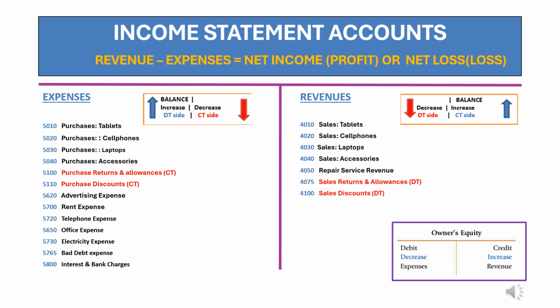Income statement accounts are purchases, expenses, and revenue accounts. The income statement equation is revenue minus expenses equals net income, profit, or net loss. Expenses, that's money we pay for goods or services the business purchased. Here's a concise explanation for each expense account listed in the income statement.